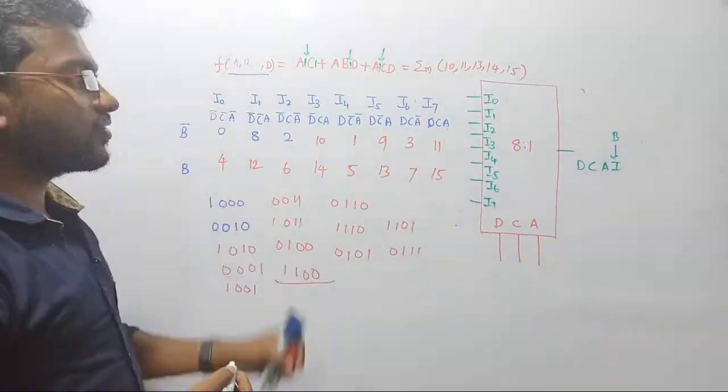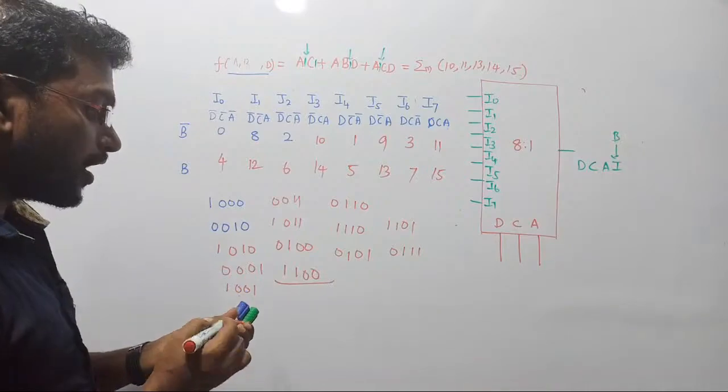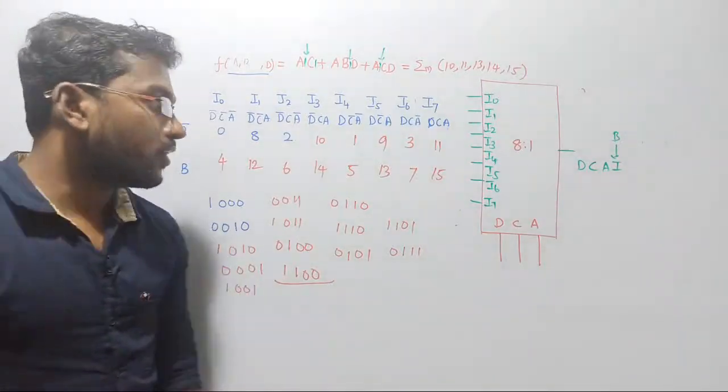See how your sequence has been changed. That is what I told you. The data selector plays the main role here.